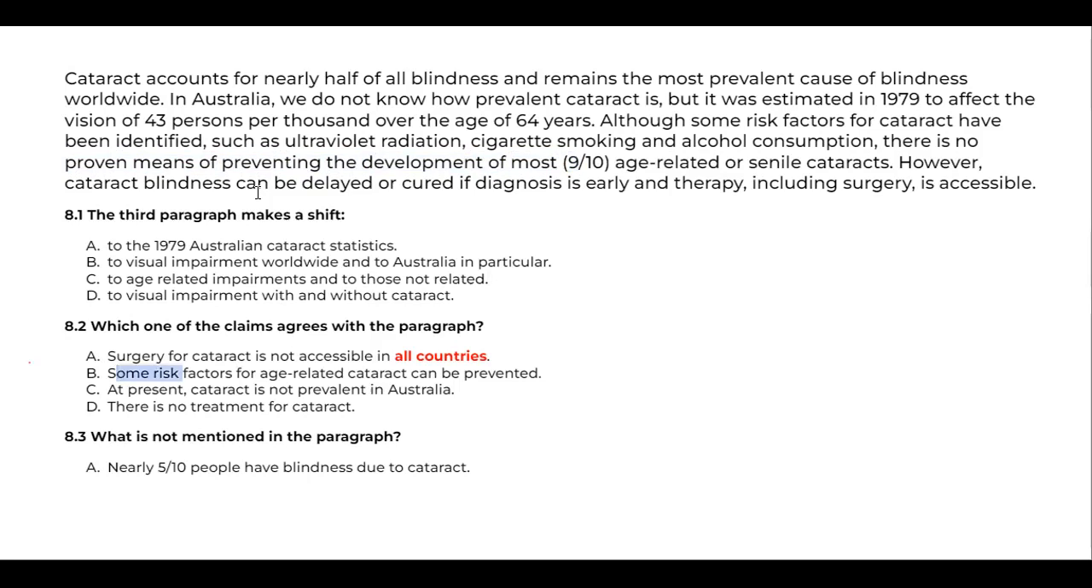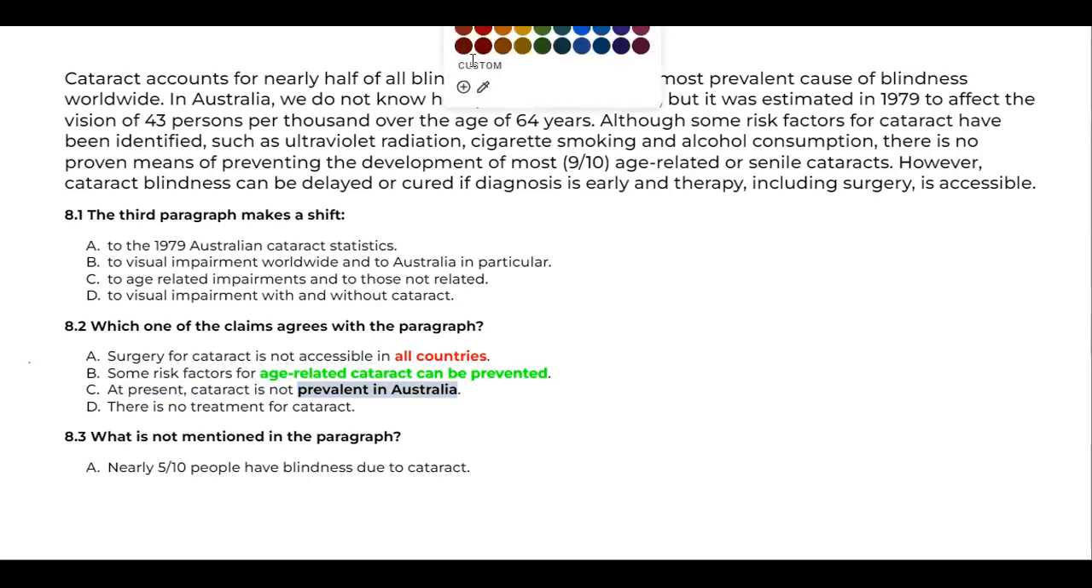So this is a correct statement. We got the correct one, but of course we have to double check the remaining ones. At present, cataract is not prevalent in Australia. Who says that? It's completely out of place here. It is not mentioned here.